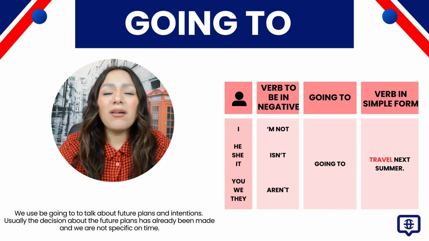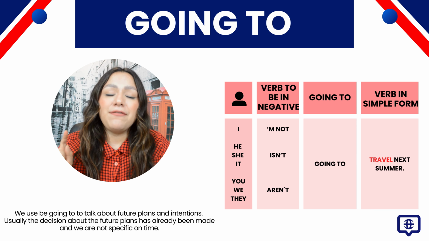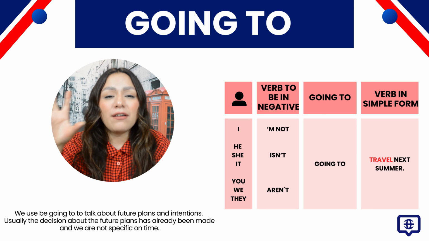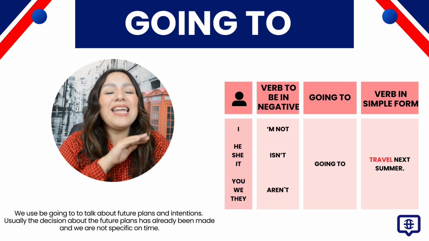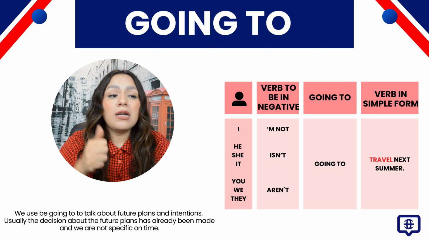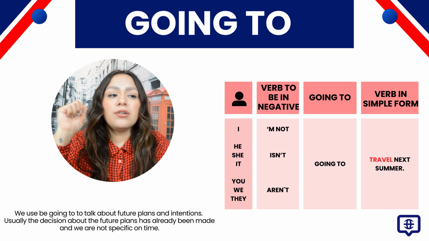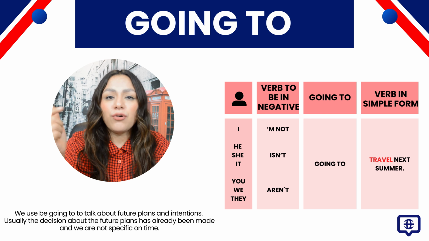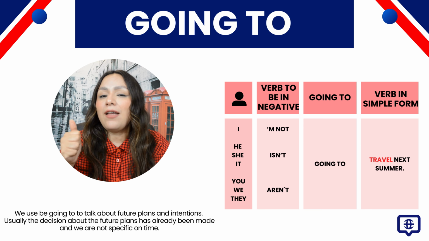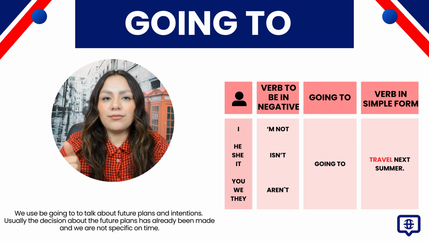Now let's talk about the negative form. If you pay attention, all that I have to do is put my verb to be in the negative form. I'm not going to; he, she, or it isn't going to; or you, we, and they aren't going to.